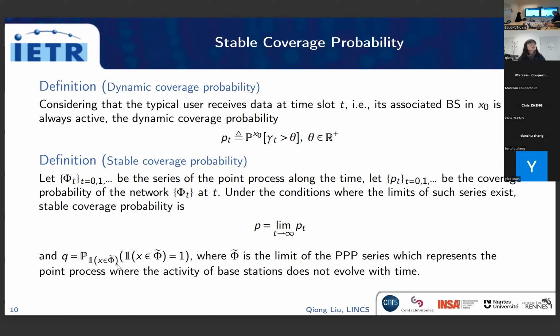the probability that the dynamic SNR is larger than the threshold. And gamma t, I gave the expression in the previous slide. And the stable coverage probability is a little bit more complex. Let phi t be the series of the point process along the time, and p t be the coverage probability of the network at t. Under the condition that the limit of such a series exists, the stable coverage probability is the limit when time goes to infinity. And q, we also define as the probability that the indicator function equals 1. Here, phi is the limit of the point process series, which represents the point process of active base stations that does not involve time.